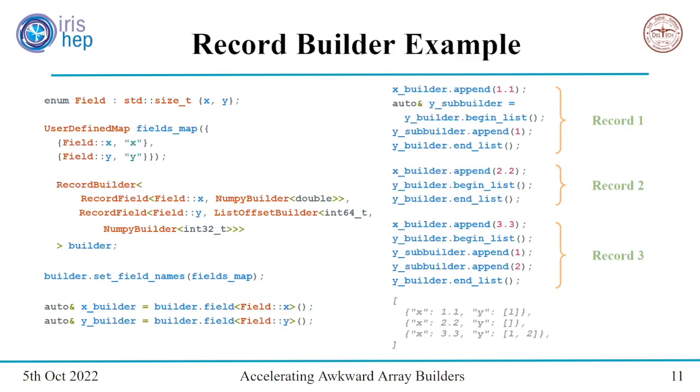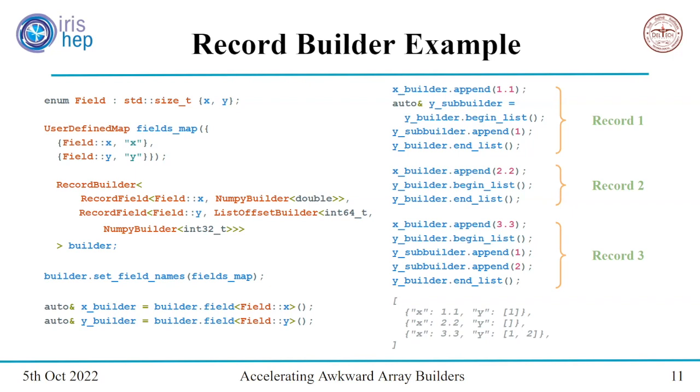So let's take an example of one of the most interesting layout builders, which is the record layout builder. So an array of events of one value per event attributes and different length lists of particles can be modeled using only records and variable length lists. This is what the user code looks like for building that with the layout builder.